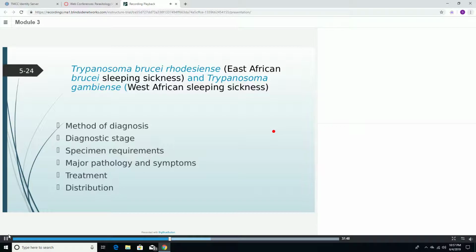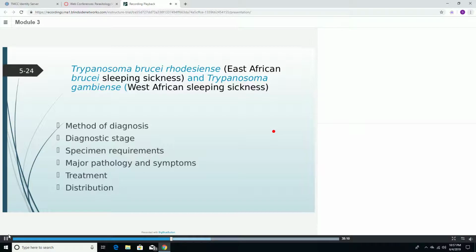So the method of diagnosis for Trypanosoma brucei rhodesiense or Trypanosoma gambiense is we're going to examine fluid from a bite site, chancre, or a buffy coat of the blood. And we're going to look for the trypomastigotes during the febrile period. So we're going to look for these organisms in a thick blood smear.